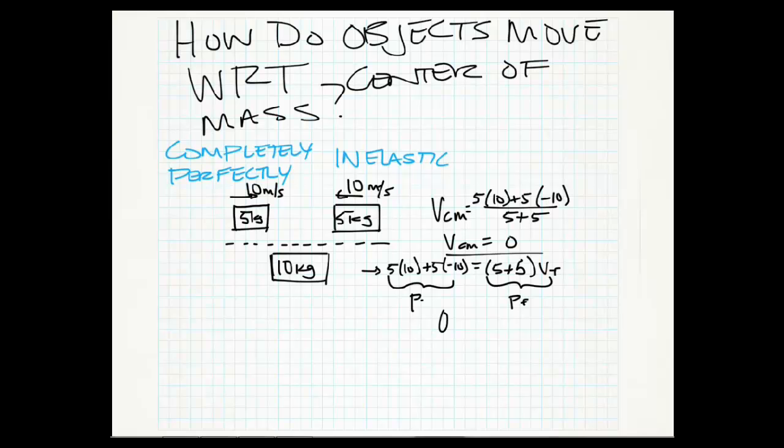We know those two things have to be equal. So we'll have 0 is equal to 10 times v final. We see that that thing is moving with a final velocity of 0. It's not going anywhere. So this has a velocity equal to 0. And so for a completely inelastic collision, the velocity of the center of mass is 0, and afterwards the entire mass of the system is moving with the velocity of the center of mass.